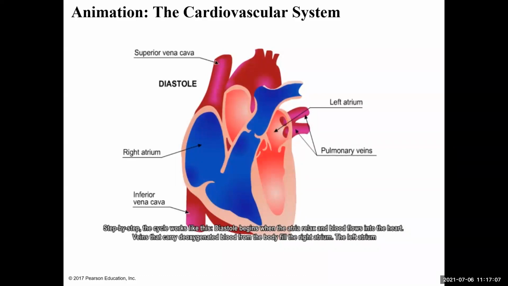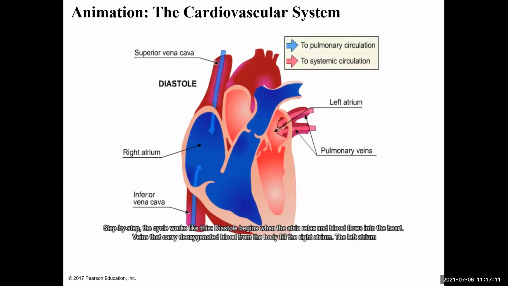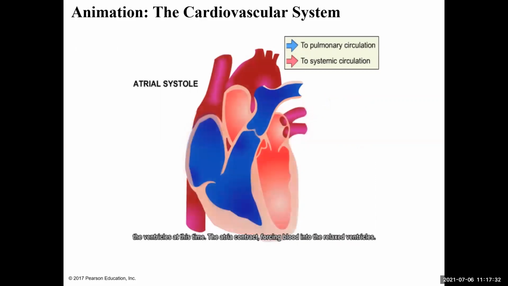Diastole begins when the atria relax and blood flows into the heart. Veins that carry deoxygenated blood from the body fill the right atrium. The left atrium is filled by the pulmonary veins, which carry oxygenated blood from the lungs. The atria are now filled with blood, while the ventricles are still relaxed. Some blood flows passively from the atria to the ventricles at this time. The atria contract, forcing blood into the relaxed ventricles.